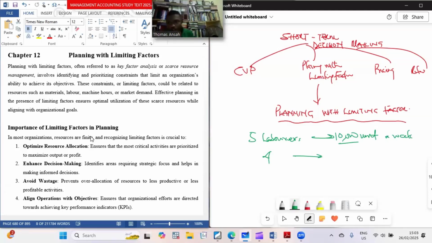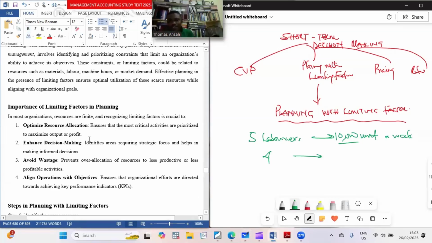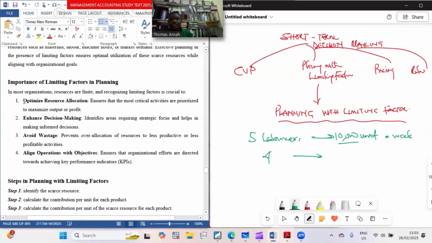Now the essence of the limiting factor is that whilst we are learning this, it will help us to optimize our resource allocation. We'll be able to prioritize, and it will enhance our decision making because we are prioritizing.